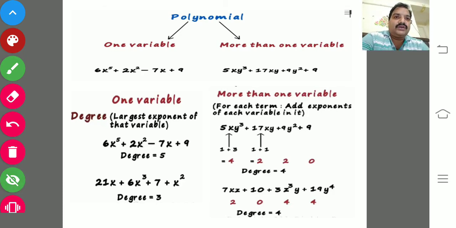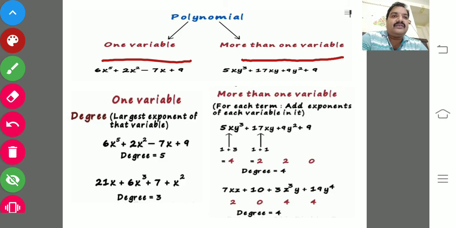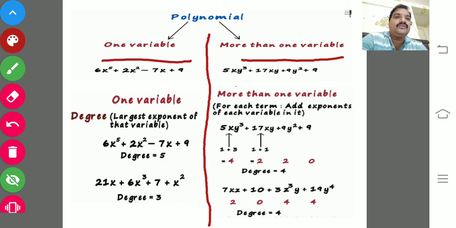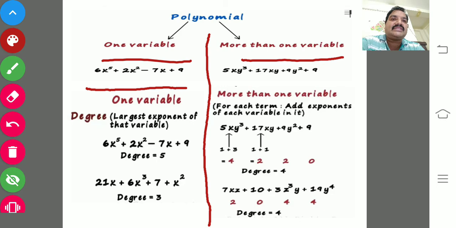Yes. So we have discussed one variable and more than one variable. For one variable, how will you identify the degree? For more than one variable, how will you identify the degree? This is very, very important. Here, 6x^5 + 2x^2 - 7x + 9: only one variable x is repeated in this algebraic expression. So what is the largest power? Obviously everyone will say it's 5. 5 is the degree of the polynomial.